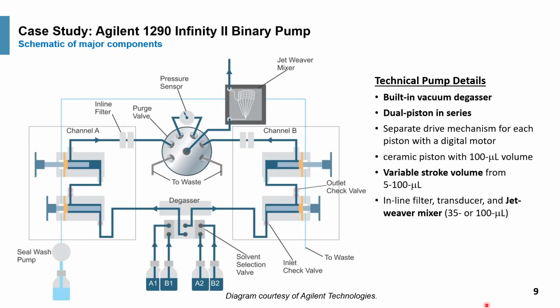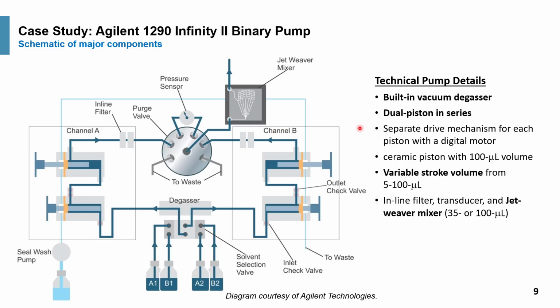There's also a degasser built in, and a pressure sensor. In the next slide, we show you an actual schematic, which probably is clearer, showing you the 2 pump heads, channel A and channel B. Now, even though it only supports binary mixing, you can actually connect 4 solvents to it, controlled by a low pressure switching valve here. So you can select either A1 or A2 or B1 or B2, and a built-in 4-channel degasser. Here is an automated purging valve, and also a mixer called a Jet Weaver mixer.